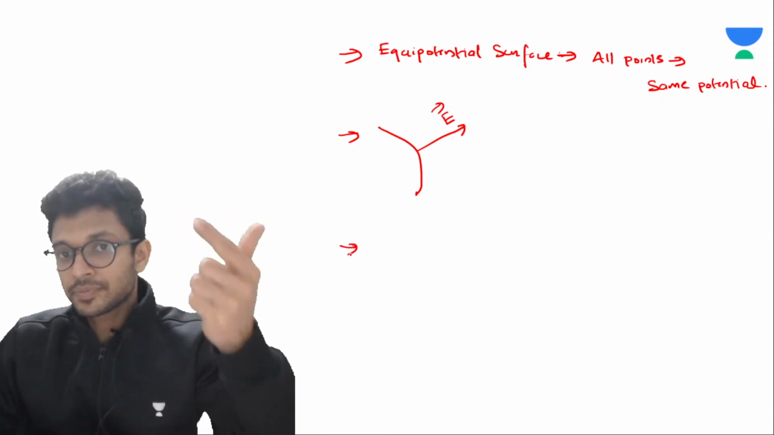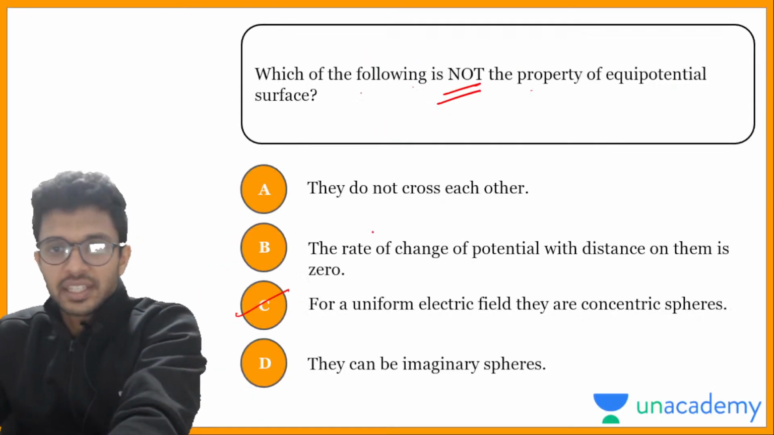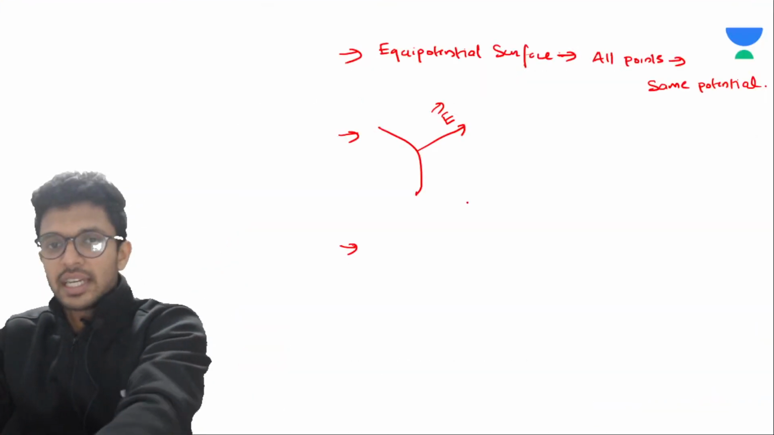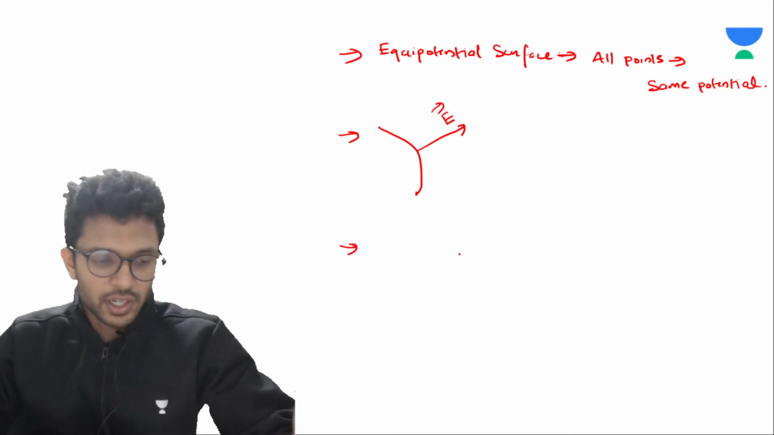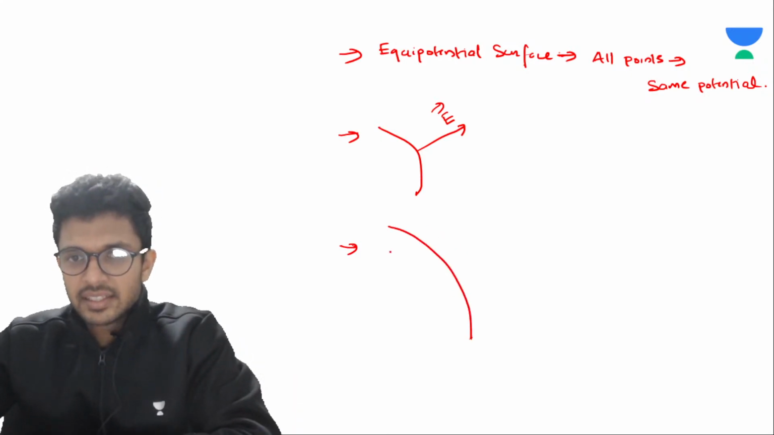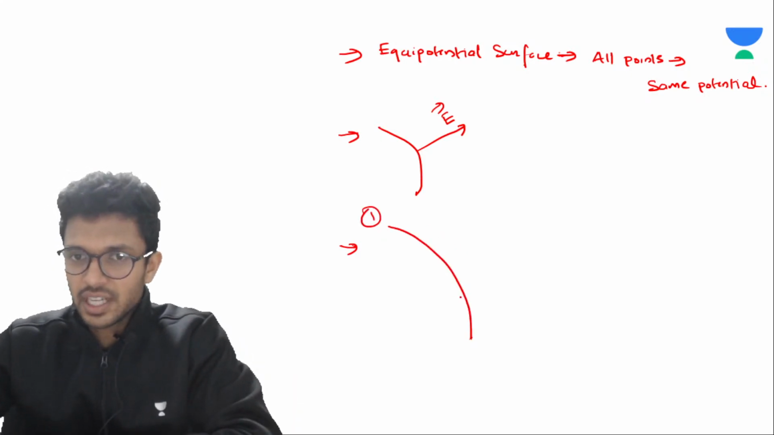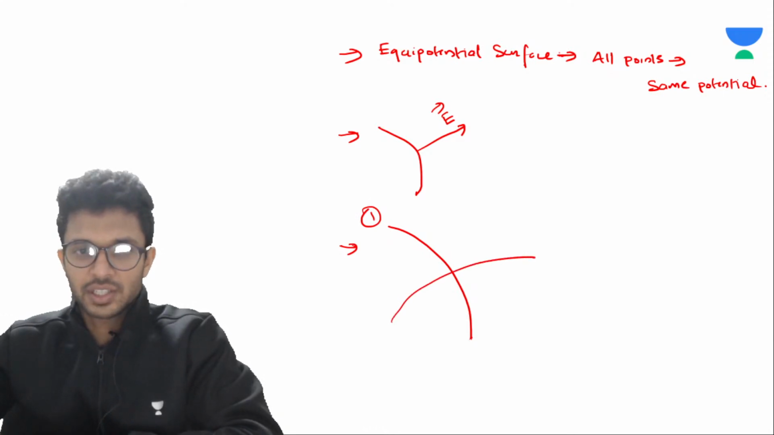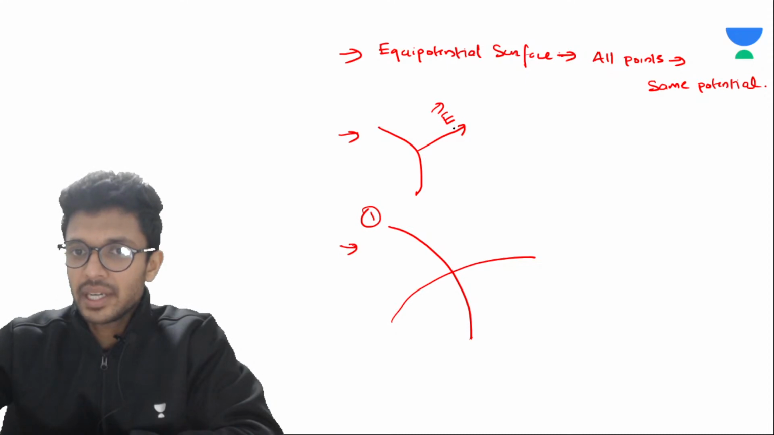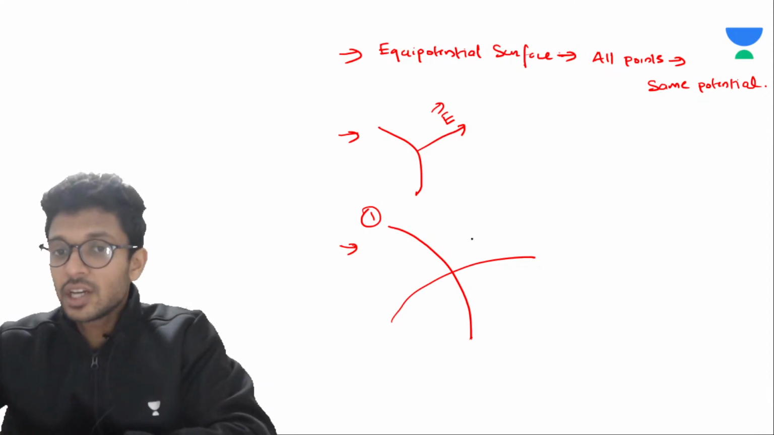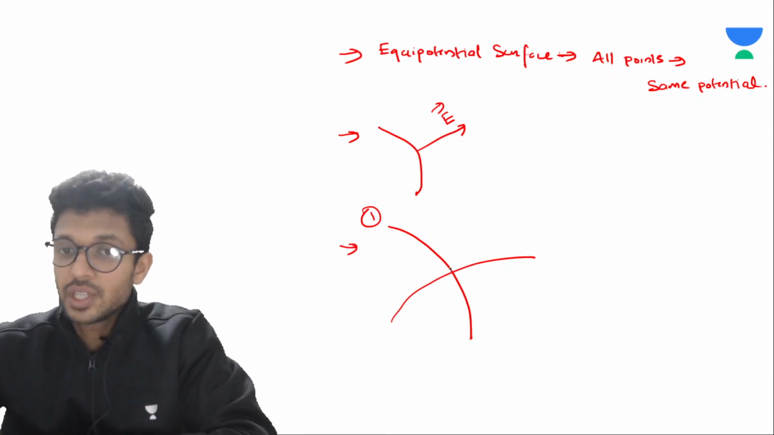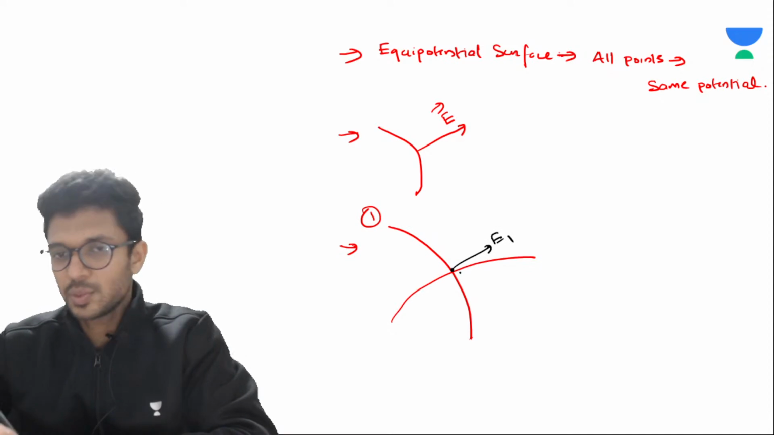All these are very important. Then the third concept. Now the first option says they do not cross each other. Let's see whether that is correct or not. Let's say this is one equipotential surface, and this is another equipotential surface. Just now we have learned one important property: the direction of electric field will be perpendicular to the equipotential surface. So for the first surface, how will you draw the direction of electric field? In this particular direction at this point.